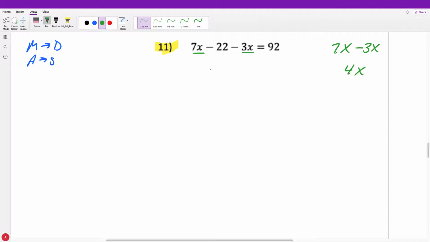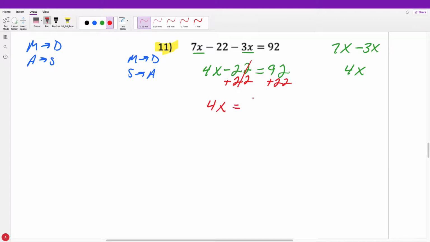So these two will simplify to be 4x minus 22 is equal to 92. Same thing, I have my multiplication and subtraction. So the inverse of subtraction is addition. The inverse of multiplication is division. So I'm going to go ahead and add the 22 to both sides, so that way it cancels that out. So 4x is equal to then 114.